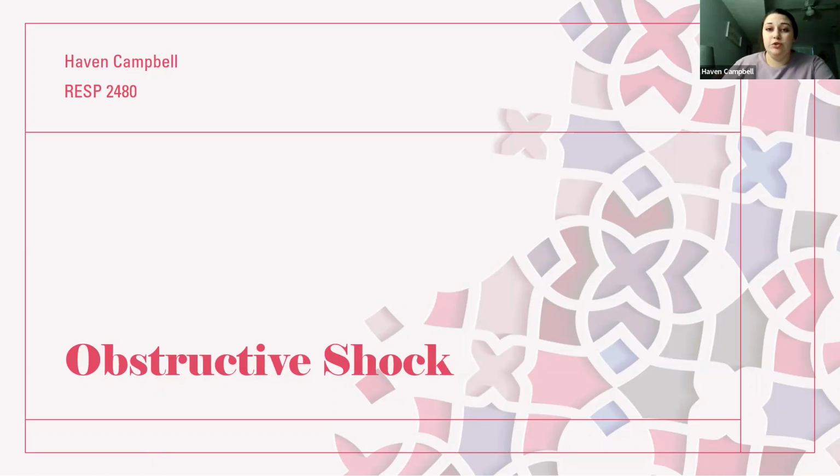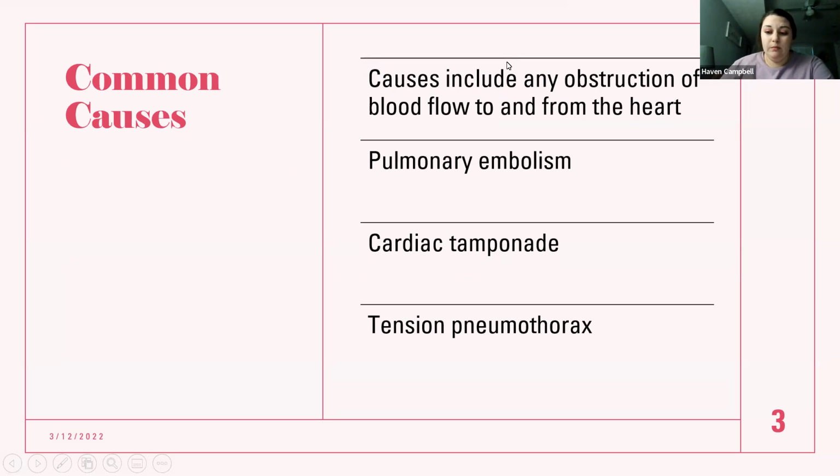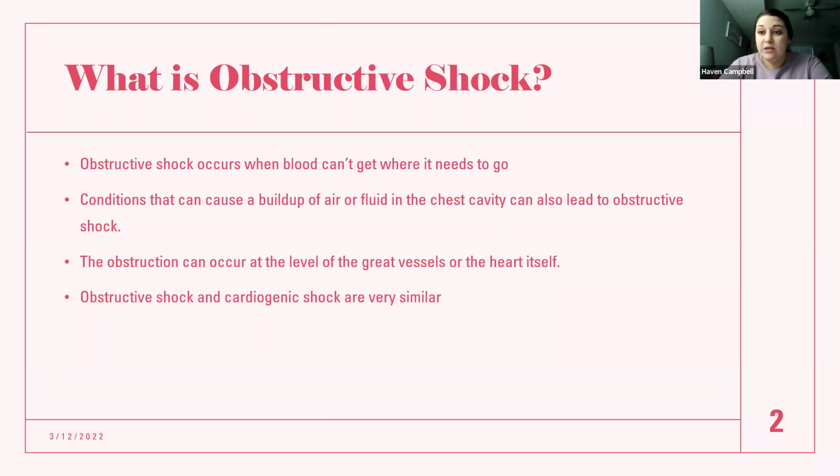And today we are going to be talking about obstructive shock. So, what is obstructive shock? Obstructive shock occurs when blood can't get to where it needs to go. Conditions that can cause a buildup of air or fluid in the chest cavity can also lead to this type of shock.